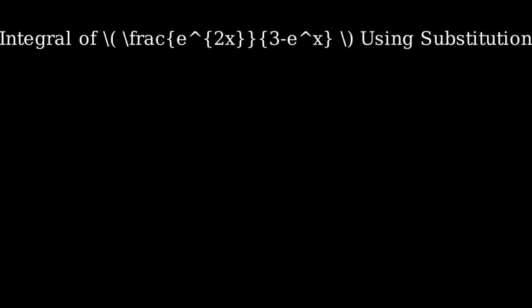Today, we're going to solve the integral of e to the power of 2x over 3 minus e to the power of x. Let's start with the integral expression. The integral of e to the power of 2x divided by 3 minus e to the power of x with respect to x.